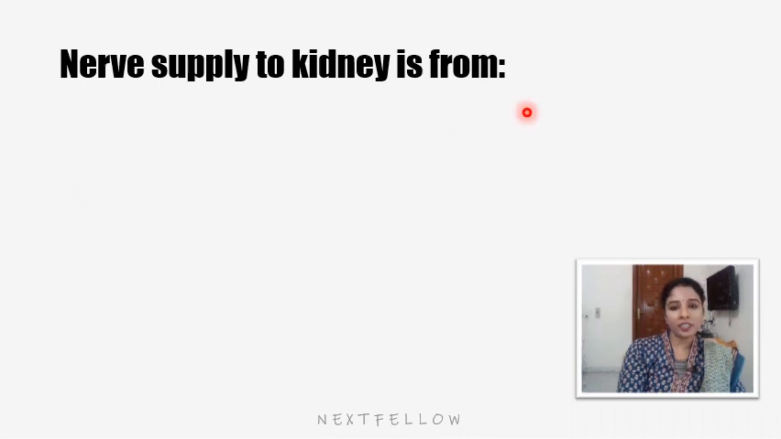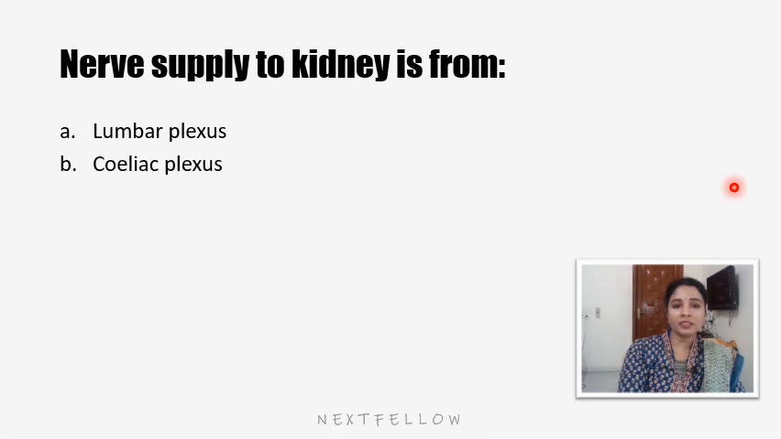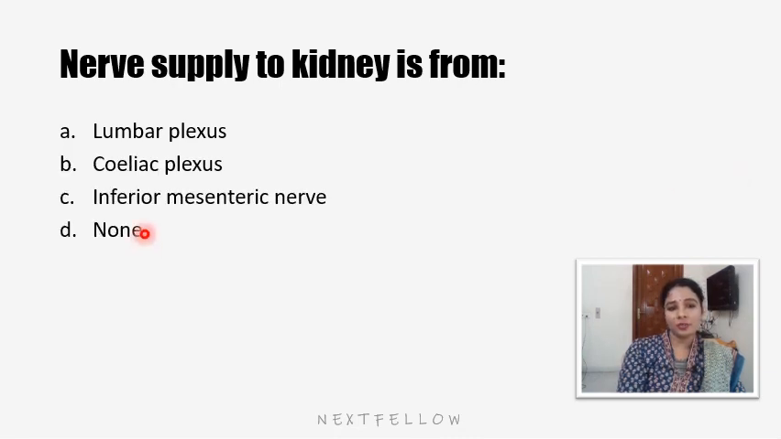The nerve supply to the kidney is from: lumbar plexus, celiac plexus, inferior mesenteric nerve. So you might have seen the nerve supply is by the celiac plexus. The kidney is supplied by the branches which surround the renal artery, carried from various sources including the celiac plexus.